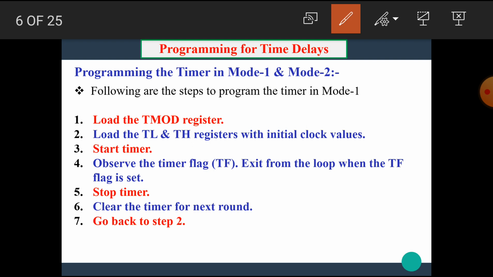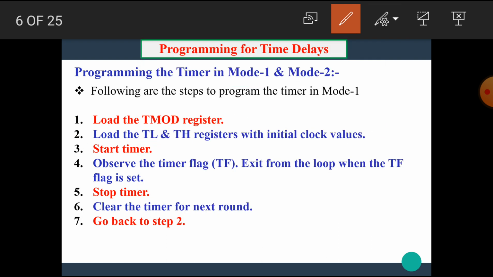That means here the first step is to load the TMOD register. In this step we specify the timer mode, that means whether the timer is used in mode 1 or mode 2. For that purpose we have to provide the value for the TMOD register. Now the second step is to load the TL and TH registers. By loading the TL and TH registers, we can obtain the time delay. Hence, for the time delay we have to load the TL and TH registers.